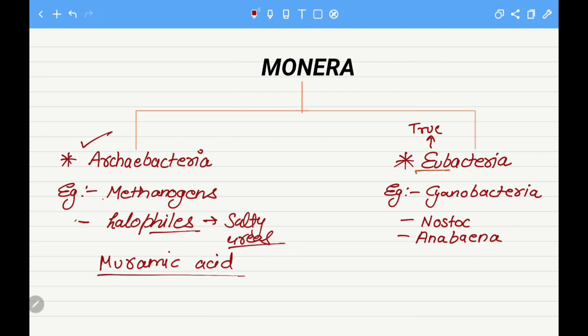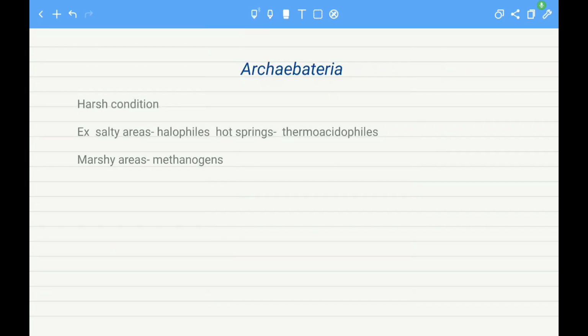Now let's understand these phyla in detail in our further slides. First phylum is Archaebacteria. These are the oldest organisms present on Earth.